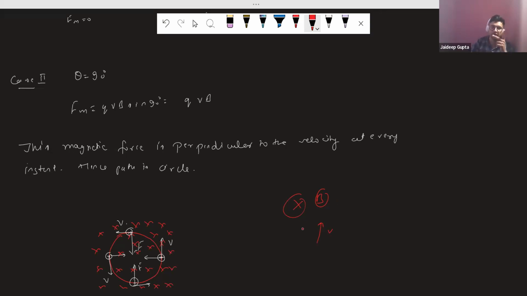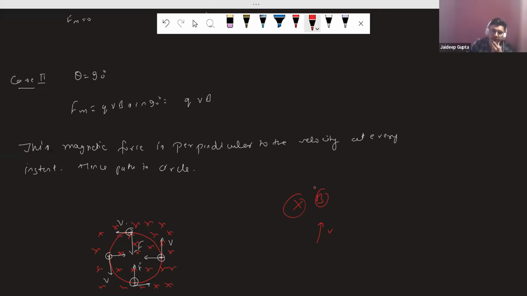Fine. If we have to find out the direction of force, then we will use Fleming's left hand rule. So the four fingers you have to align along the direction of the magnetic field, that is into the paper. Velocity in this direction, so force will be in this direction. It means if the particle moves perpendicular to the magnetic field, then the force will be towards left.